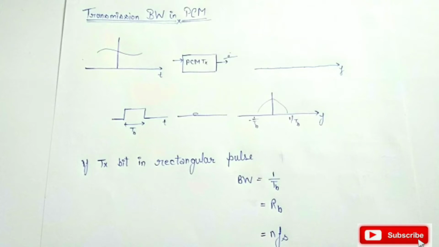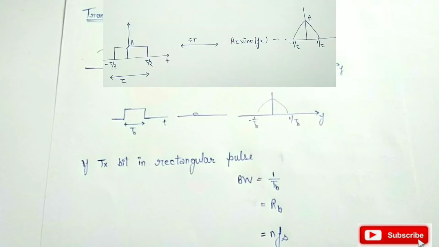Let's suppose we have a random signal and we transmit it through the PCM. And in the PCM, we first change our analog signal into the digital one to transmit it through the channel. As we know, the bits are generally represented as a rectangular pulse. When we transform a rectangular pulse from the time domain to the frequency domain, the transform of the rectangular pulse is a sinc function.